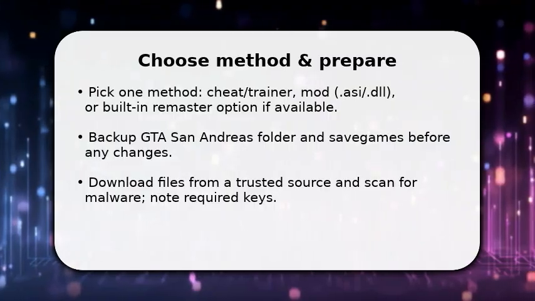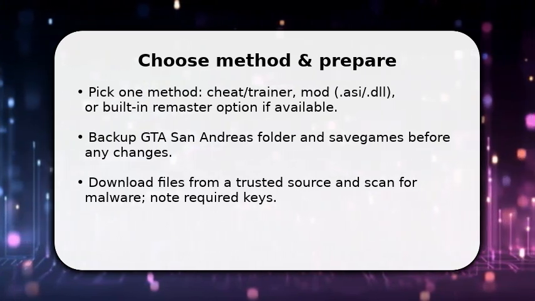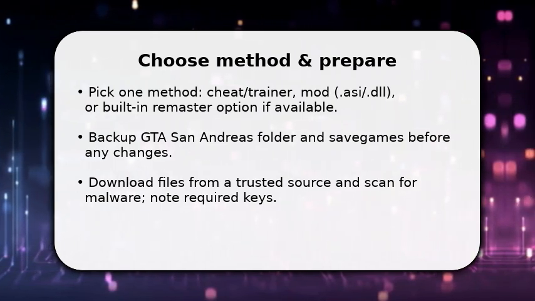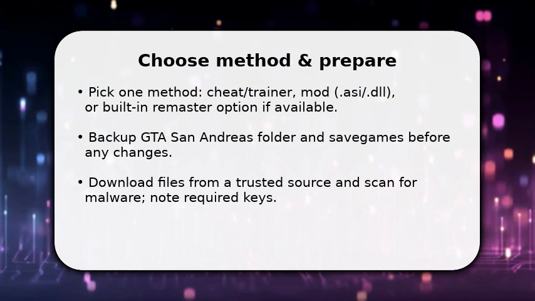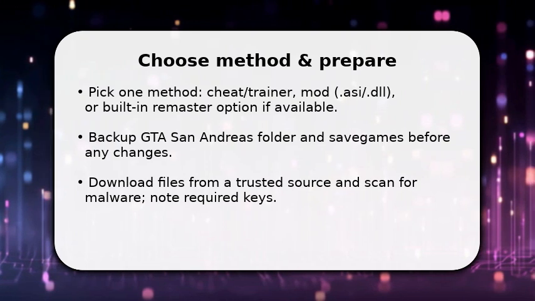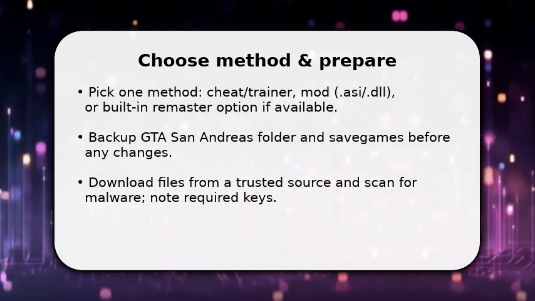You start by choosing how you want night vision, a simple trainer/cheat or a mod that adds true night vision shader effects. Once chosen, make a full backup of your GTA San Andreas folder and save files so you can recover if anything breaks. Then download the mod or trainer from a reputable site and scan it for malware.